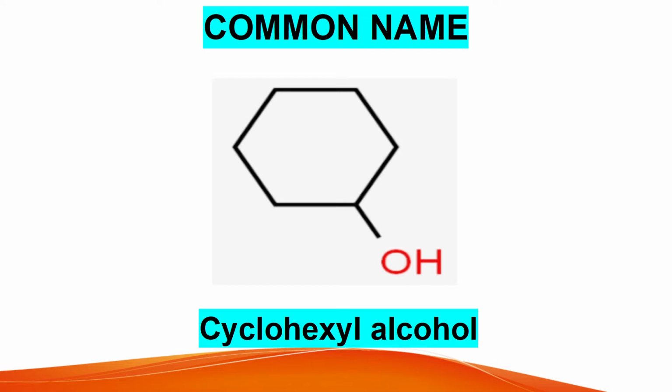Next, we have here cyclohexyl alcohol. As you can see, this structure is in cyclic form with 6 carbon atoms in the structure. So, the alkyl group is cyclohexyl. Then add the word alcohol. So, the name of the alcohol is cyclohexyl alcohol.